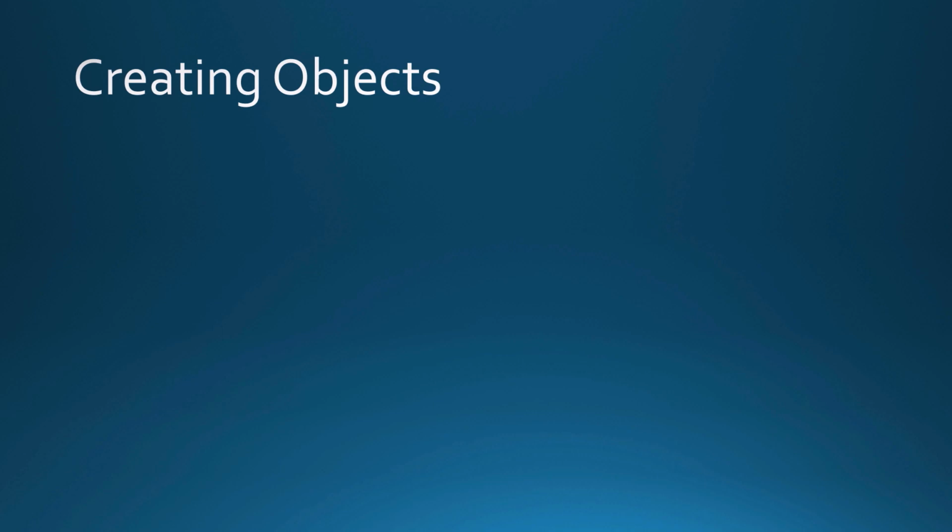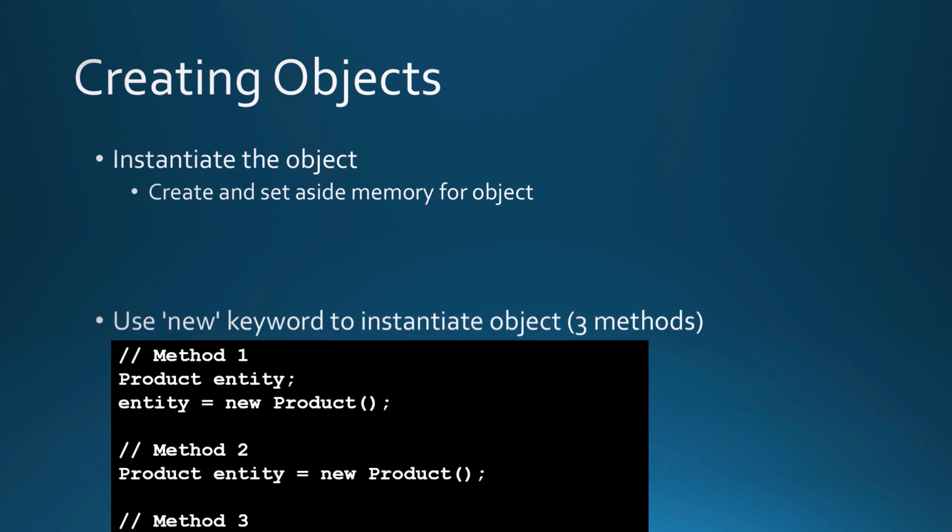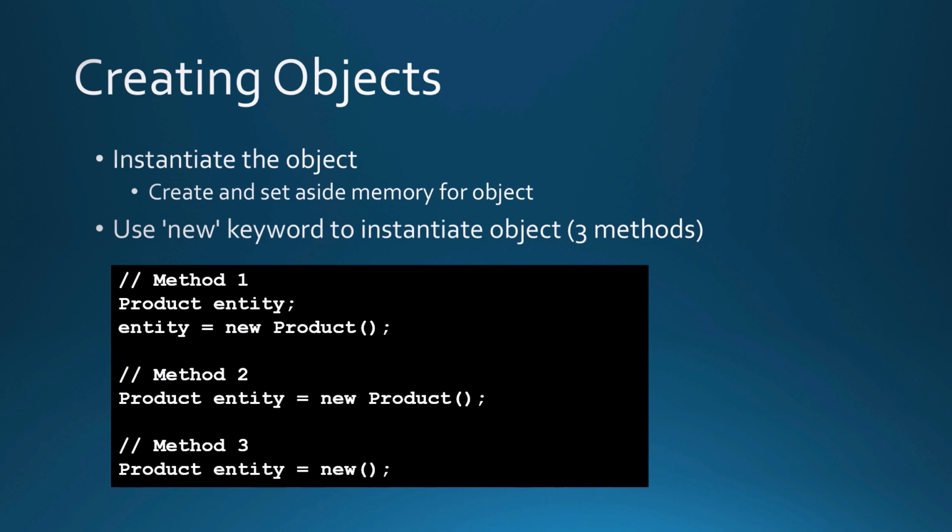Once you create a class, you then can create objects from that class. To do that, you instantiate the object. You're going to create and set aside memory for that object. And we use the new keyword to instantiate the object. And there are 3 different ways that you can accomplish this.